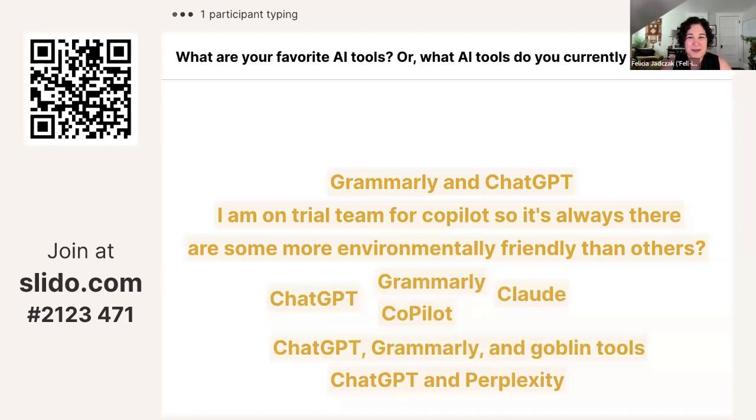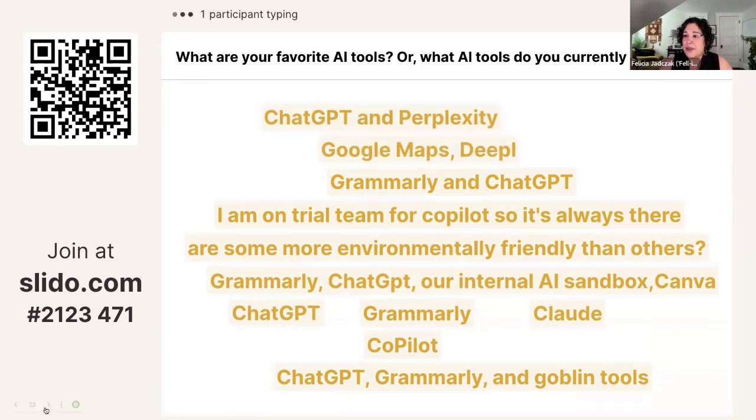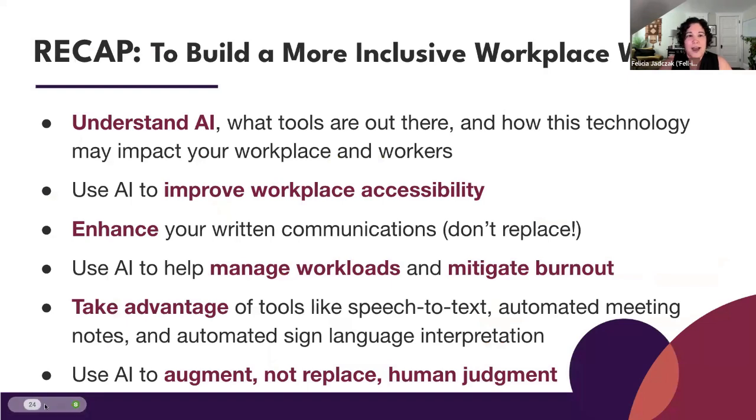So I'm seeing some stuff come through in chat and in the slide. A lot of people are saying ChatGPT. I haven't heard of this one, Goblin Tools Formalizer. Interesting. I'm going to definitely make a note of that and look into that later. Copilot, Perplexity, Grammarly, internal AI sandbox tools. Absolutely, a lot of us have internal things that we're using. Claude, Goblin Tools. Awesome.